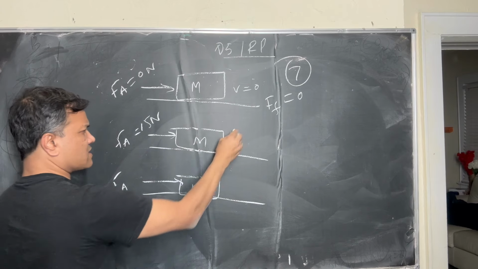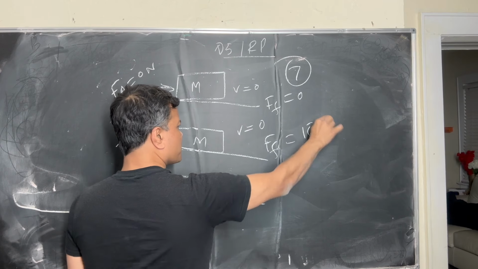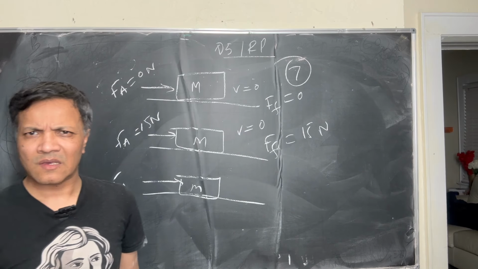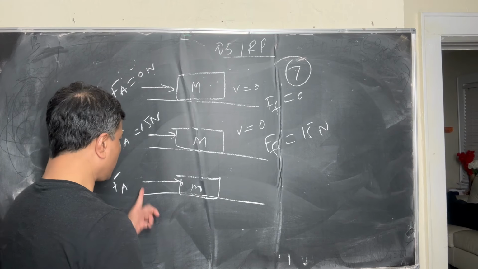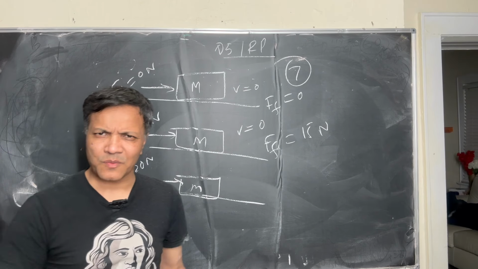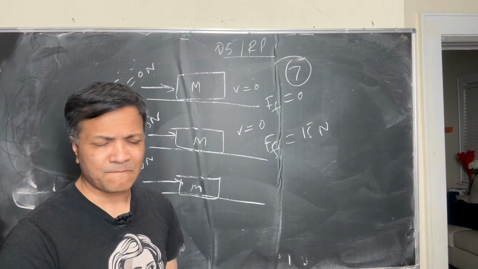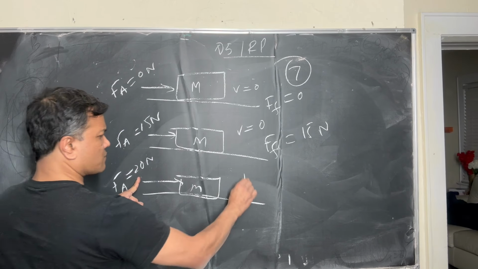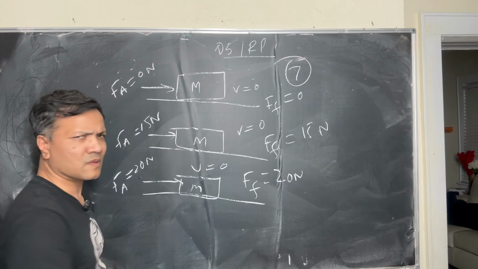And you realize that it doesn't move. So friction is not going to be 0 anymore. Friction is going to be 15 Newton because it's opposing, in the other direction. If you apply 20 Newton and you realize that the box doesn't move, then of course the friction is 20 Newton. Friction is 20 Newton if the box doesn't move.